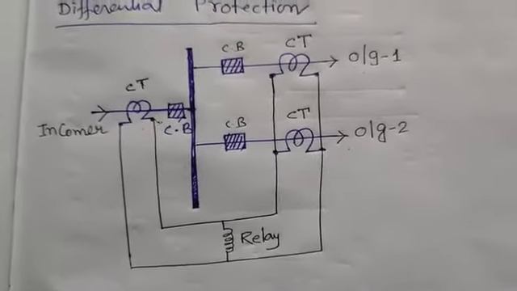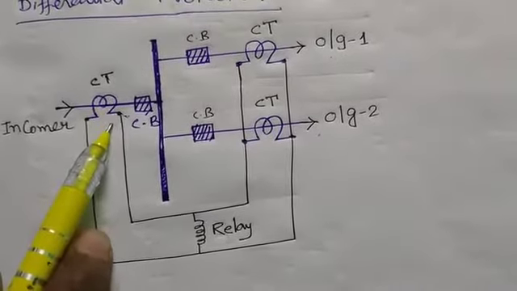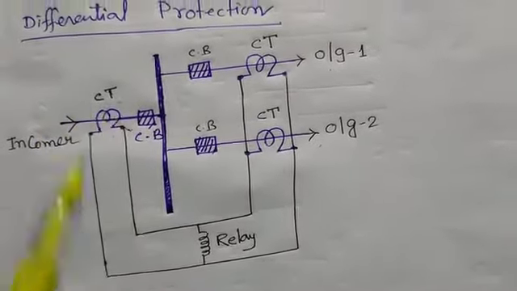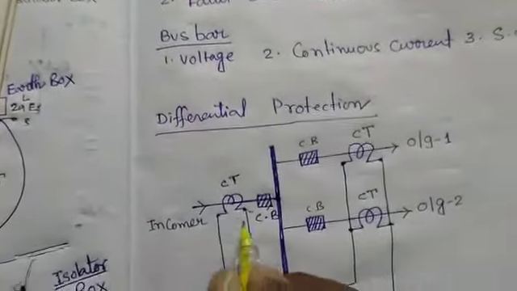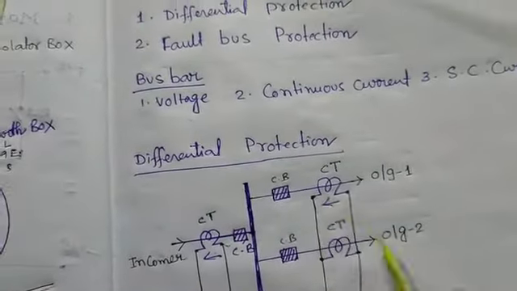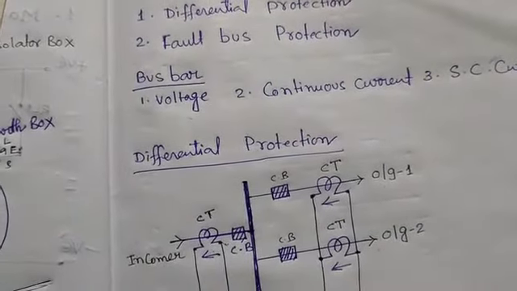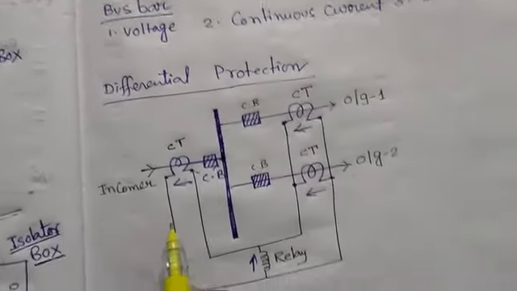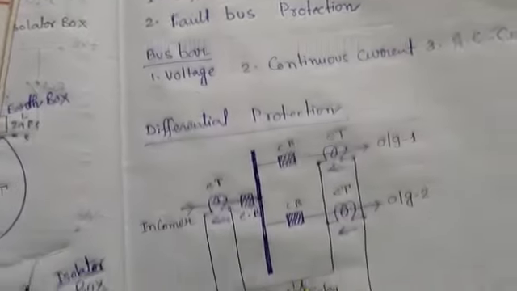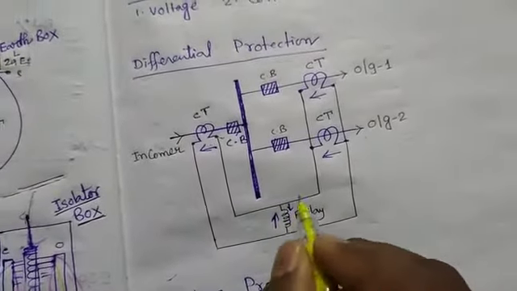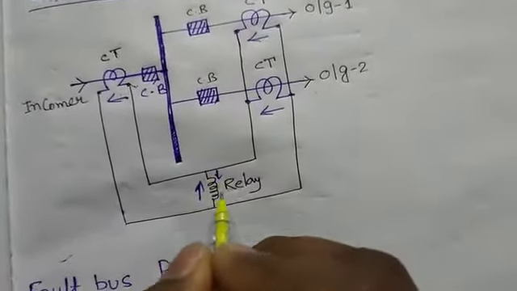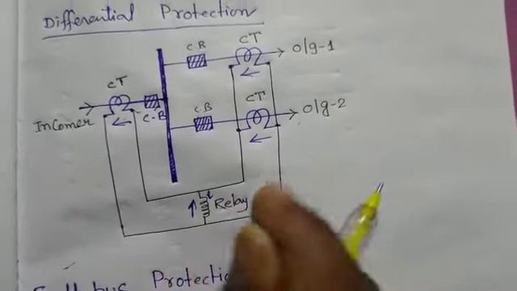During the normal operating condition, the current is flowing from this direction to this direction, so the CT current will flow in the opposite direction, and here also in the opposite direction. So this current will flow from this section to this section, and this current will flow from up to down. So the current through the operating coil of the relay is 0. So the relay will not operate.